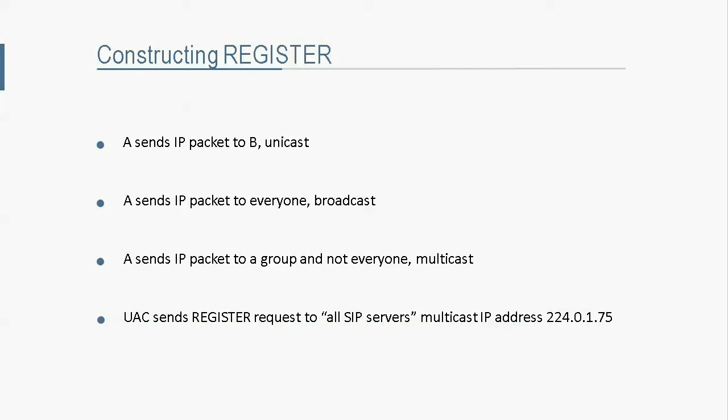If a network entity A wants to send an IP packet to a group of people in the network, let's say B and C only, and not the rest of the network, obviously broadcasting is not the solution. Broadcasting certainly would get the IP packets to B and C, but also to the rest of the network, which is a waste of bandwidth and, in some cases, a security problem.